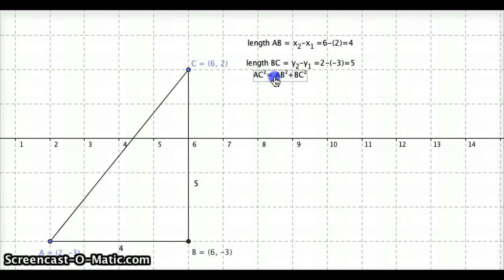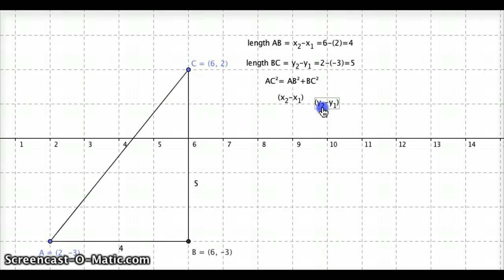Using the Pythagorean theorem, we know that AC squared is going to equal AB squared plus BC squared. So the length of the hypotenuse squared equals the sum of the squares of the other two sides. Up here you'll notice that we said the length of AB was x2 minus x1. So if we replace AB in the Pythagorean theorem, I'm just going to drag this up in there, AB is going to be replaced with x2 minus x1.